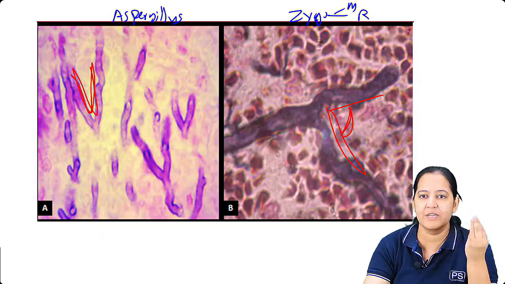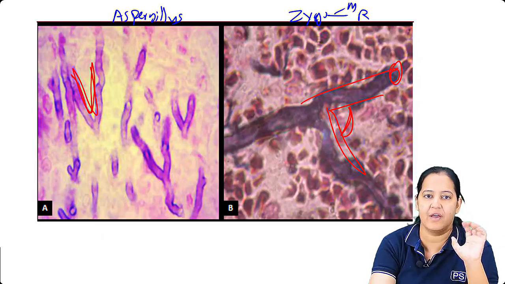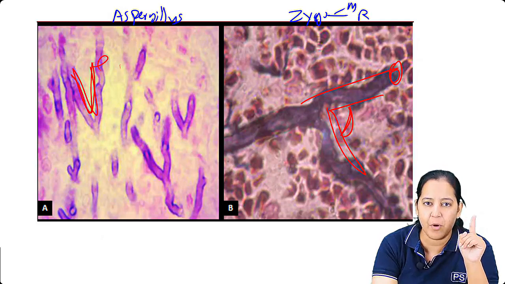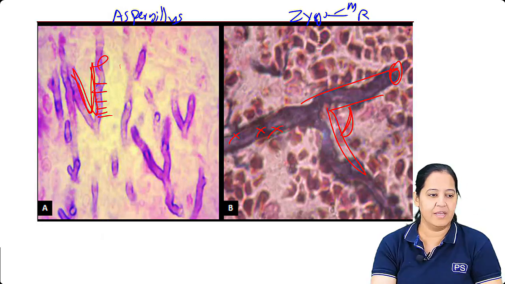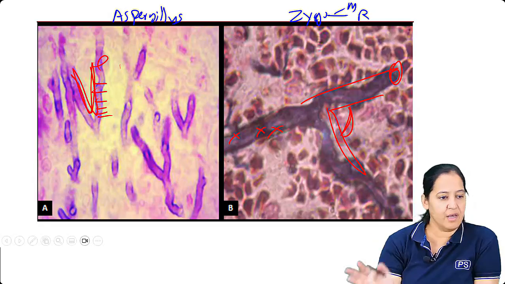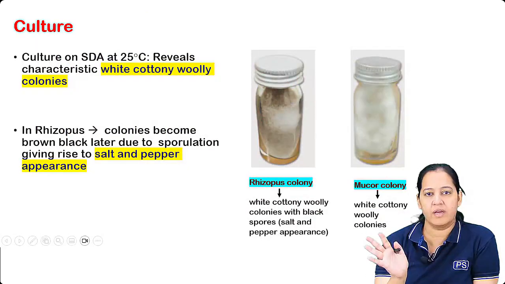You can see this one is broad. You can see these are narrow. Here the septa are not very clearly visible, but this one is septate, and clearly this one is non-septate. So can we go ahead? You can see the differences. Okay, culture you can learn.